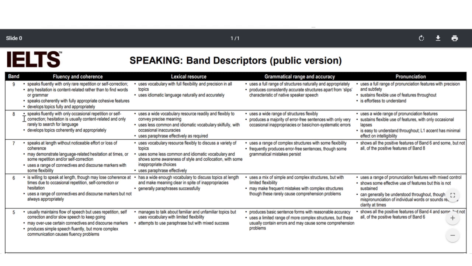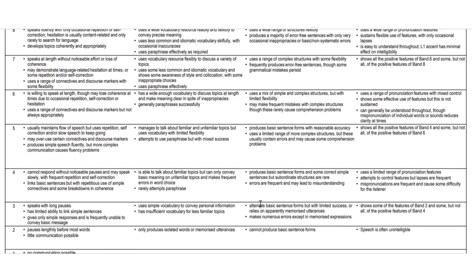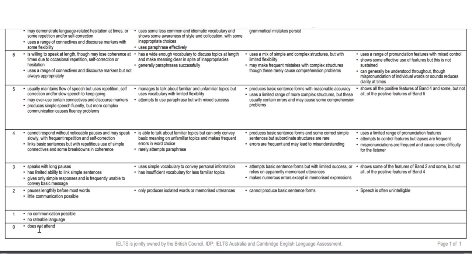Now, similar to band 9, over here if you look at the row for band 8, you can see exactly what you need to do for each one of these four components to get a band 8. Here you can see what you need to do to get a band 7. Here you can see what you need to do to get a band 6, and so on. This goes all the way down to 0. This is, of course, if you don't even attend the test. We hope you don't do that.